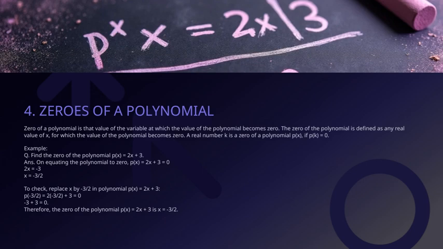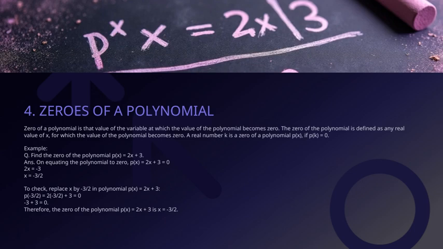Now let's consider a typical question. Find the zero of the polynomial p(x) equals 2x plus 3. To do this, we set p(x) equal to 0, so 2x plus 3 equals 0. Subtract 3 from both sides and we get 2x equals minus 3. Dividing both sides by 2, we find x equals minus 3/2.